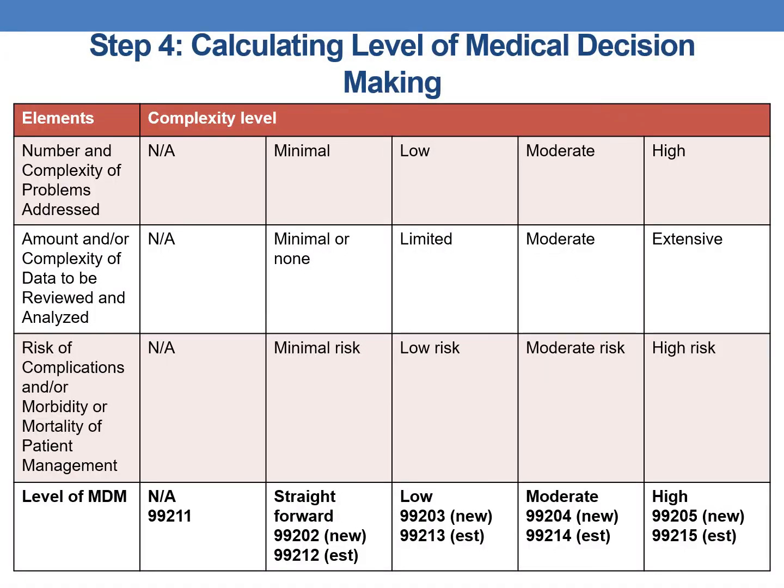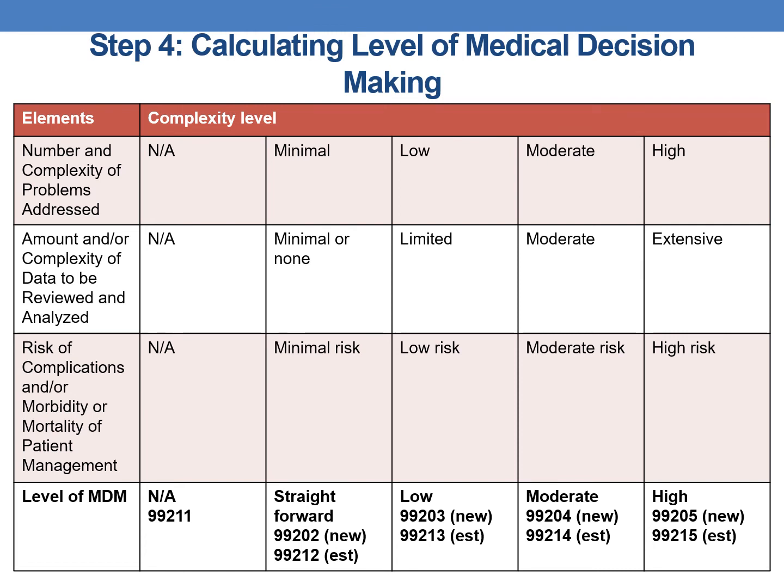Now let us come to step 4. So the first 3 steps are: first, determining the complexity based on number of diagnoses. The next is determining complexity based on amount of data to be reviewed. The third step is determining the complexity based on risk of morbidity and mortality. The fourth step is you have to group together all these 3 elements and then calculate the level of MDM. Now let us discuss step 4.